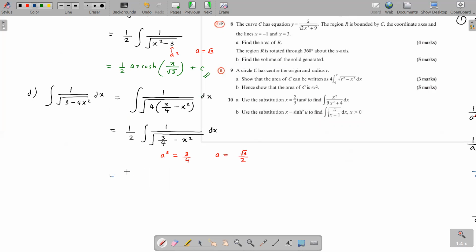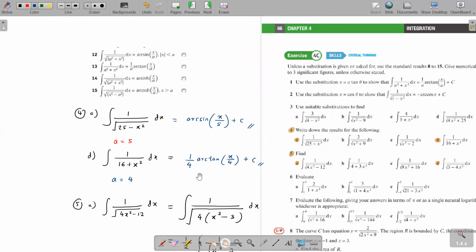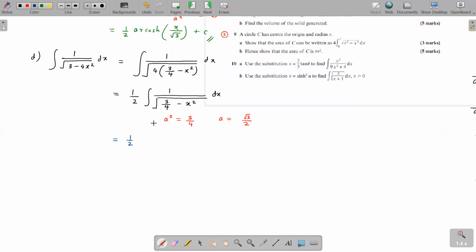So we have here half. The integration of this is arc sine x over a. So arc sine x over a is root 3 over 2. So half arc sine 2x over root 3 plus c.